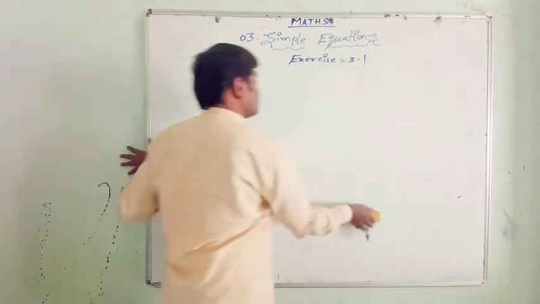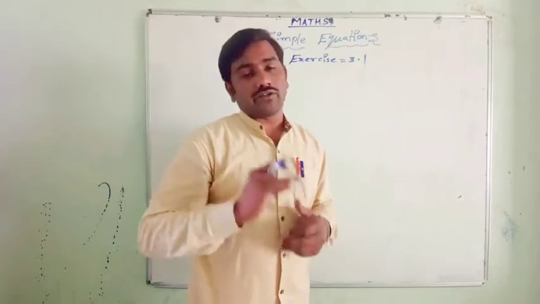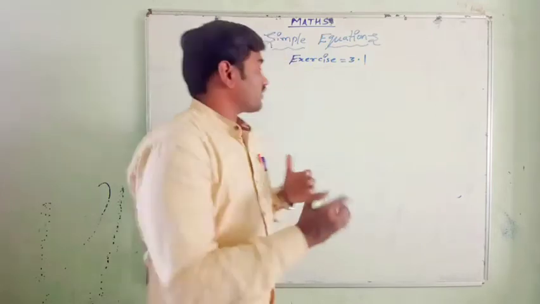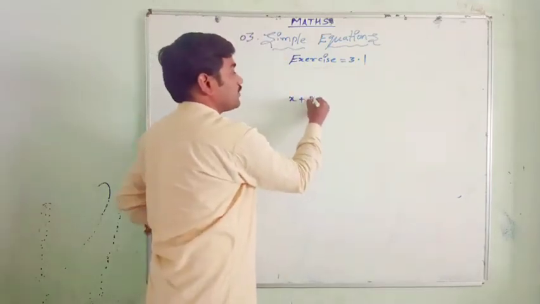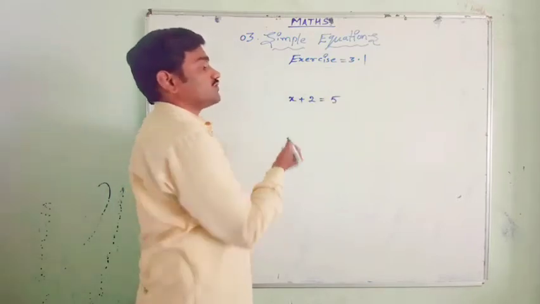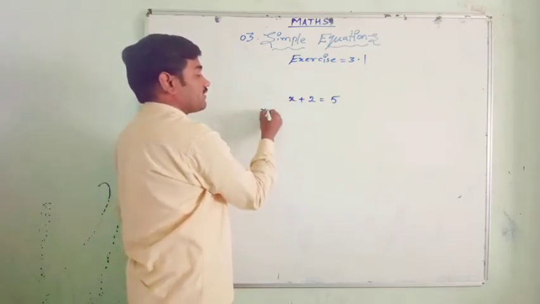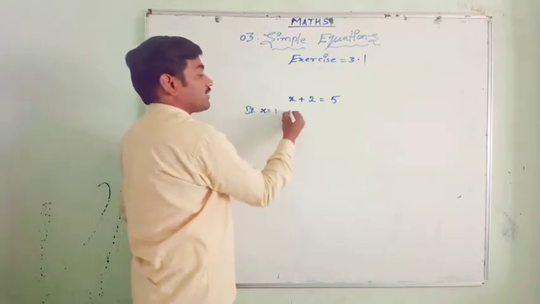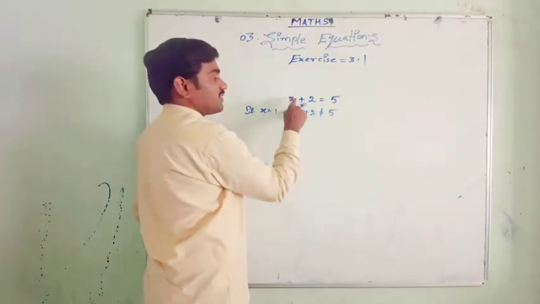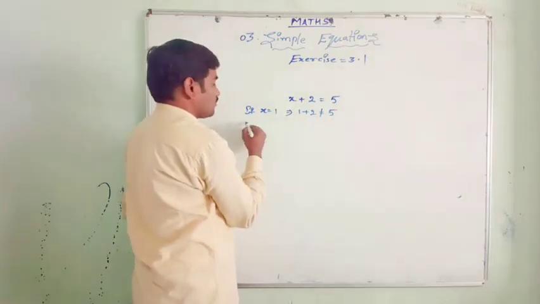And we have the next, the second bit in this exercise, that is the trial and error method. Trial and error method is very easy. In this method they have given one statement, x plus 2 equal to 5. So we have to do it with the trial and error method. We have to substitute first x equal to 1. If x equal to 1, what happens? Here 1 plus 2 is not equal to 5. In the place of x we substitute 1. 1 plus 2 will be 3. 3 is not equal to 5. So it is not true.